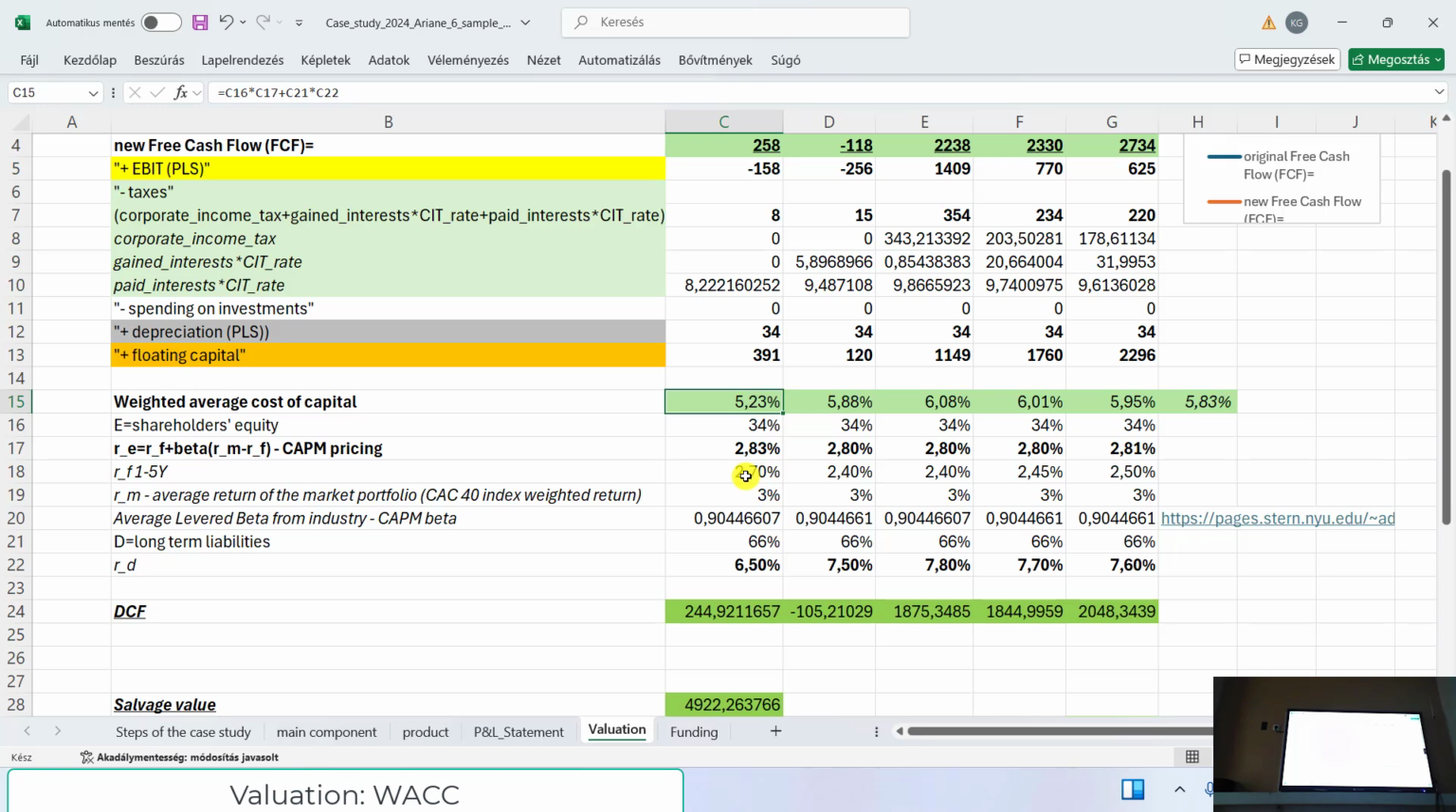Obviously, if we change the funding structure, the weighted average cost of capital will change as well, so it will have an impact on corporate valuation. So right now we are motivated to find the lowest weighted average cost of capital to have the highest valuation for the company. This is what we will try to achieve when we are thinking about funding channels. But right now we just have to copy it.